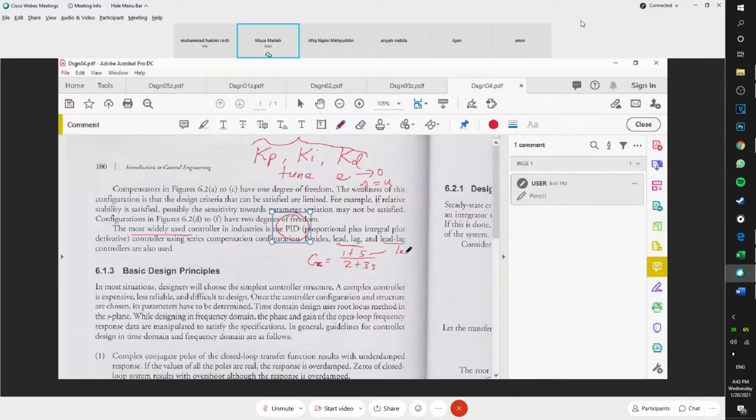So the third one is lead. The bottom denominator term is called the lag term. So sometimes it is called a lead-lag controller.